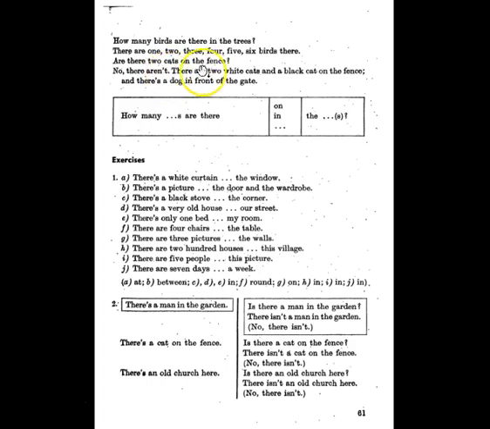Are there 2 cats on the fence? No, there aren't. There are 2 white cats and a black cat on the fence. And there's a dog in front of the gate.